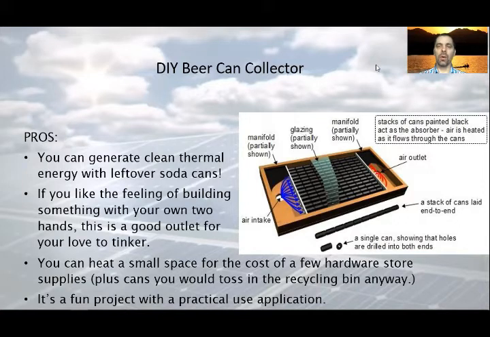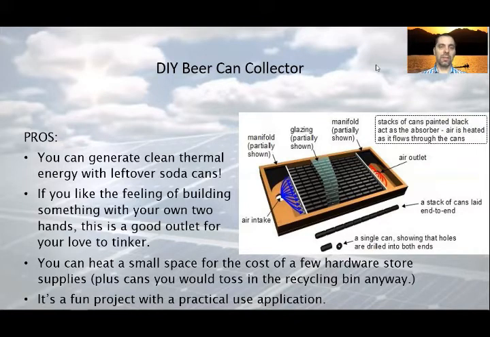You will see a whole video later in this course about this not too complicated but very useful system. You can do it yourself, including this application as well. So now let's quickly evaluate the pros and the cons of it. Let's see the pros first. You can generate clean thermal energy with leftover soda cans.